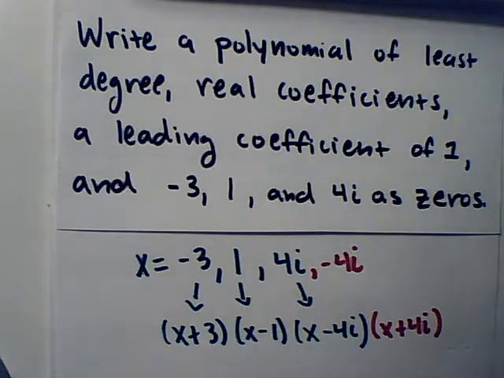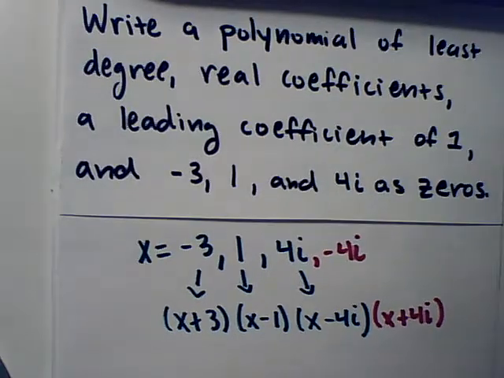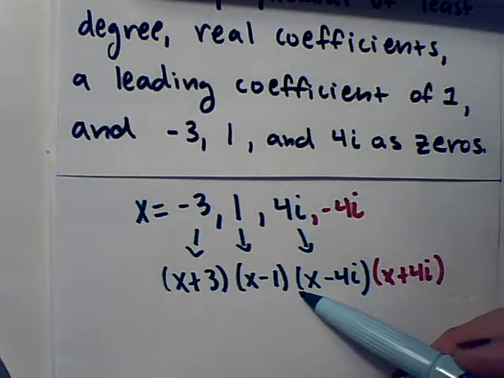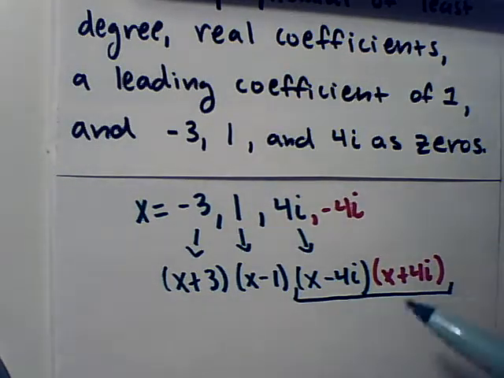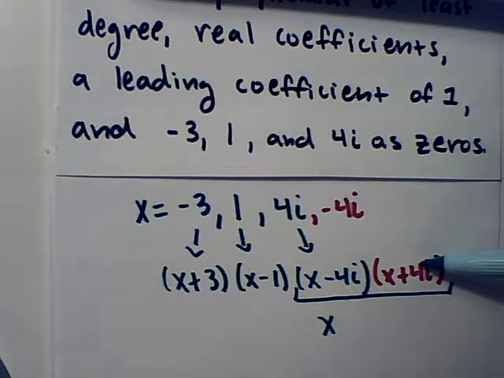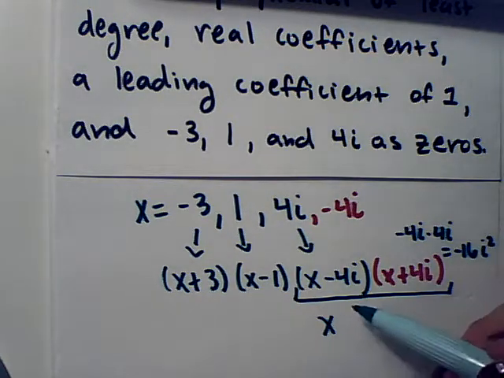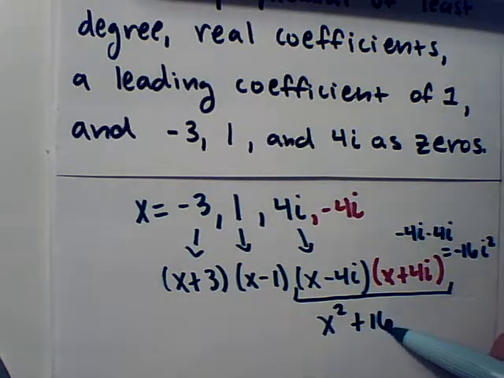So anytime you have an imaginary number or an imaginary zero, you should really FOIL those numbers first so we can get rid of the imaginary. So when we FOIL these two, the nice part about this is that the i will cancel. So x times x is x squared. Then we get a positive 4ix and a negative 4ix, which will cancel. And -4i times a positive 4i would be -16i squared. Well, i squared is -1, so this is really just a positive 16.